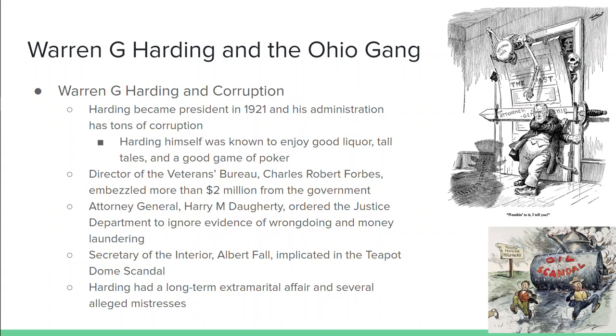Like his Veterans Bureau chief is caught stealing money from the Veteran Affairs Department or part of the government. His attorney general bribes people to look the other way and steals money from the government. And his interior secretary, a guy named Albert Fall, actually leases government oil reserves and leases government land to oil men in exchange for about $400,000 in bribes. And that's the real big one, stealing money, getting $400,000 in bribes, and selling off government land that shouldn't have been sold. So Warren G. Harding makes people a little nervous.